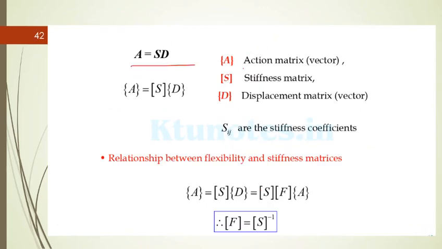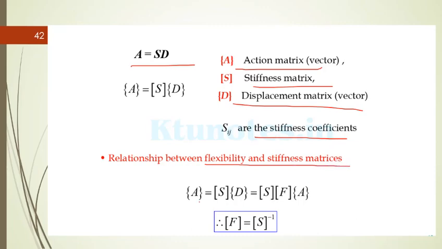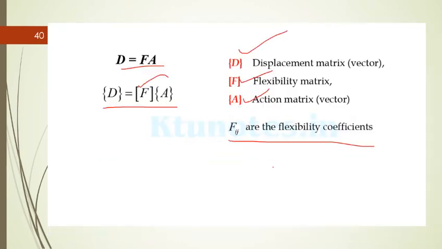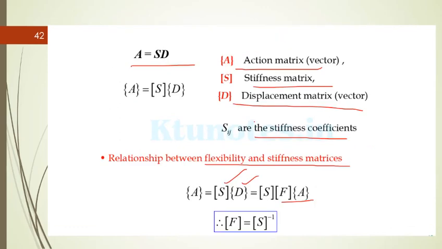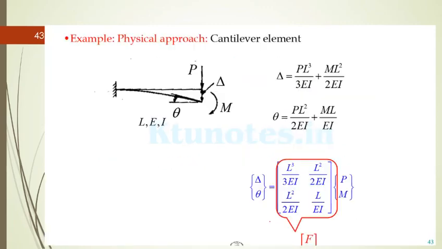So A is equal to S into D. A is the action vector, S is the stiffness matrix, and D is the displacement matrix. Sij are the stiffness coefficients. So the relation between the flexibility and stiffness matrices: the action A is equal to the stiffness matrix into the D matrix, and is equal to S into F into A, because we know D is equal to F into A. And the flexibility matrix is always the inverse of the stiffness matrix.